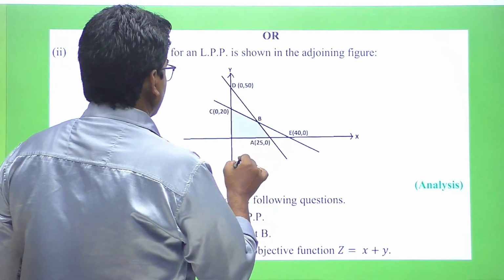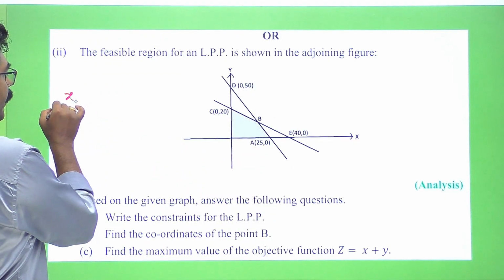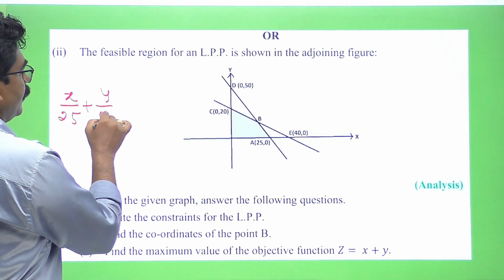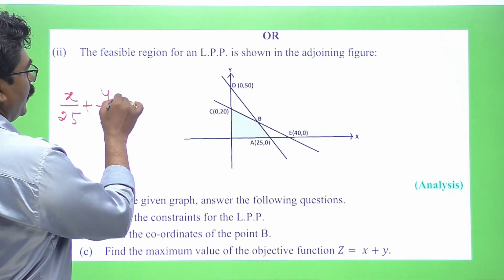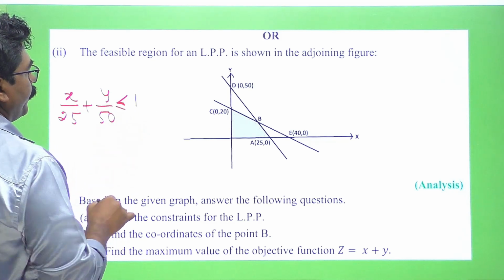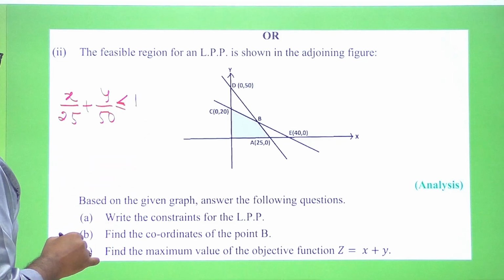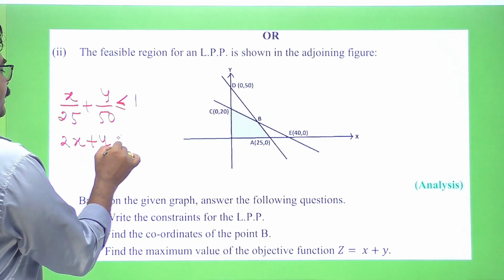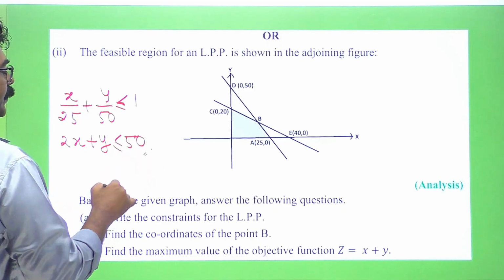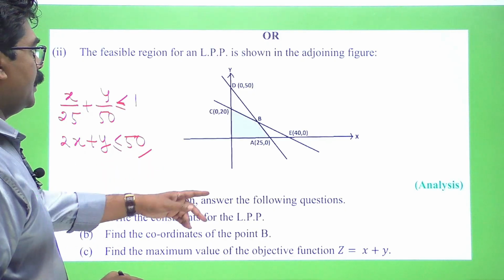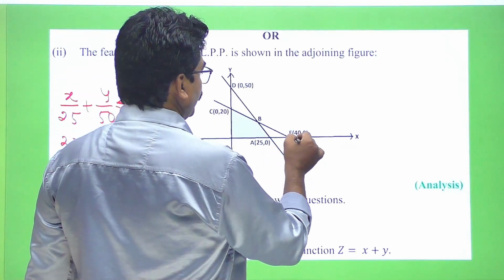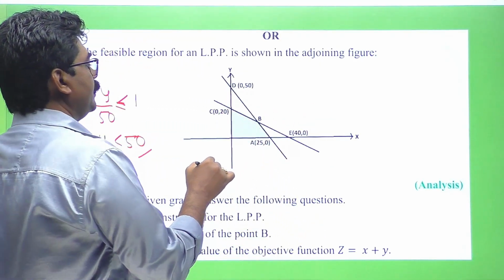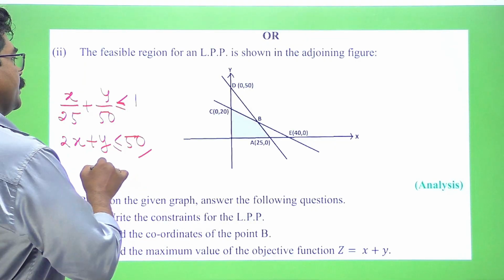To write its constraint, you may write this as x/25 + y/50 ≤ 1. Multiply throughout by 50, then it is 2x + y ≤ 50. This is the first constraint. Similarly, if you try for the second constraint, then it is for BC. This is for BD.